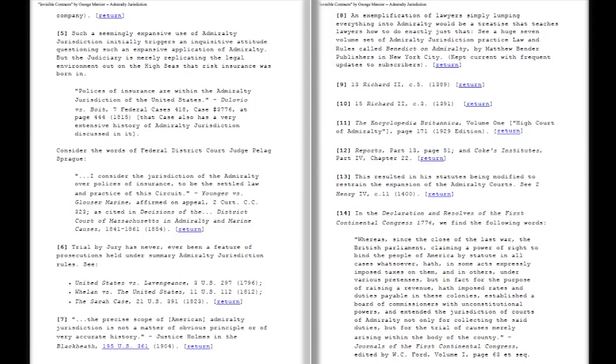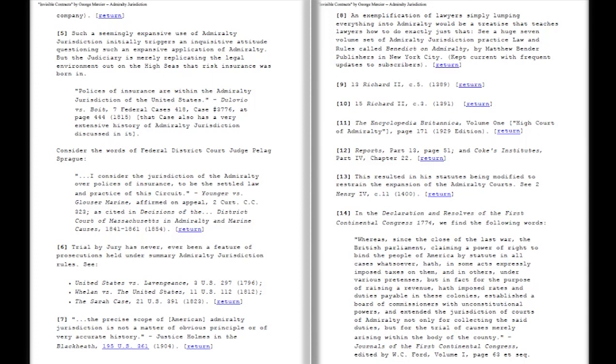how to do exactly just that. See a huge 7-volume set of Admiralty Jurisdiction Practice Law and Rules called Benedict on Admiralty, by Matthew Bender Publishers in New York City. Kept current with frequent updates to subscribers. Return. 9. 13 Richard II, C.5, 1389. Return. 10. 15 Richard II, C.3, 1391.